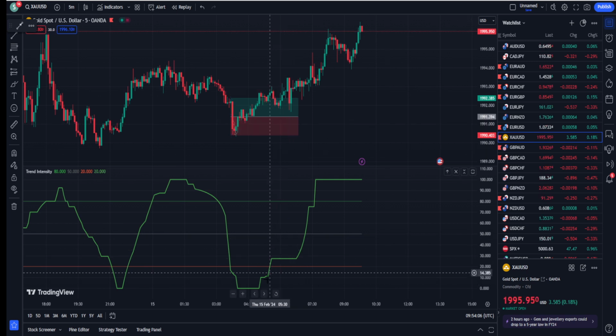But this indicator is highly specialized in this thing, like it properly went up. Okay, and now you can see we have the 20 level, the market is crossing the 20 level, and now you can see the trend oscillator is directed into the upward direction.